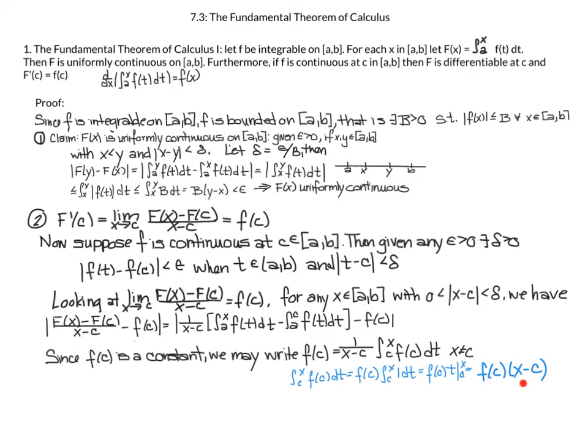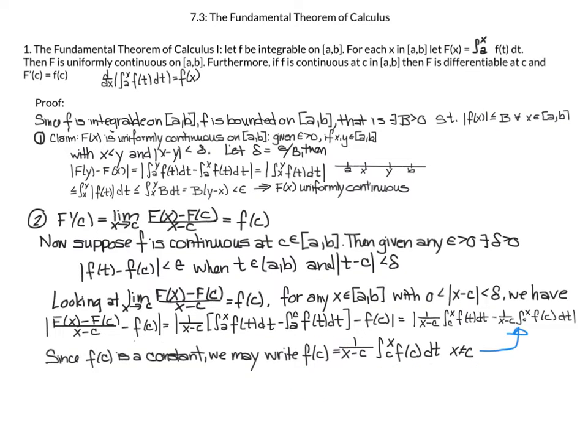If I divide this side by x minus c and this side by x minus c, I get this equation here. So here I have substituted my f of c with this equation, and I have my absolute value of 1 over x minus c times the integral, and here I combine these two in the same way I did up here when we were proving f was uniformly continuous. So I combine these two integrals to be the integral from c to x of f of t dt, and then I also have now my f of c equal to 1 over x minus c times the integral from c to x of f of c dt.